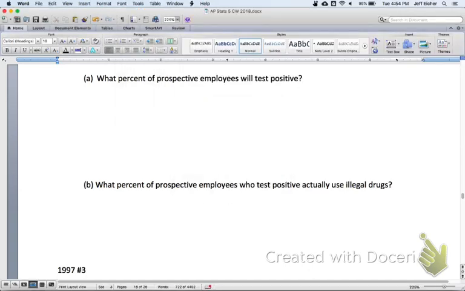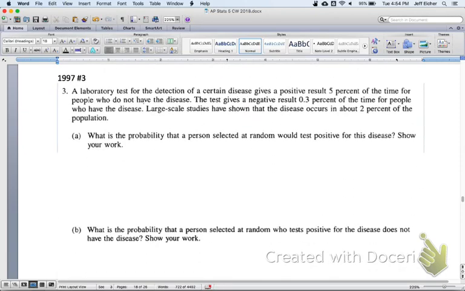So those are two examples of tree diagrams. I would like you and your neighbor to work on 1997 number 3. I can post the solution. It's actually available online if you just do AP Stats 1997 number 3. But maybe at the end of this video I will post the solution. But take about, I don't know, 10 minutes or so, see if you can answer these questions.